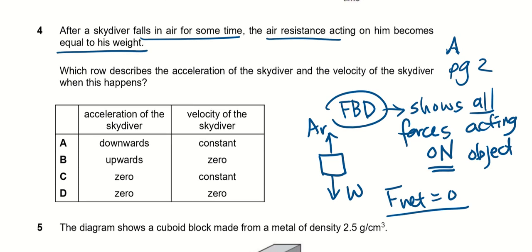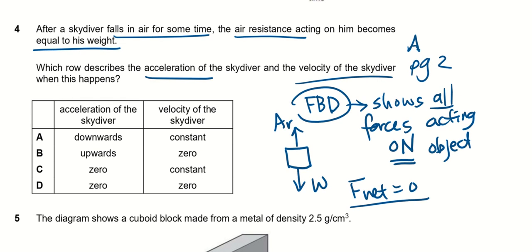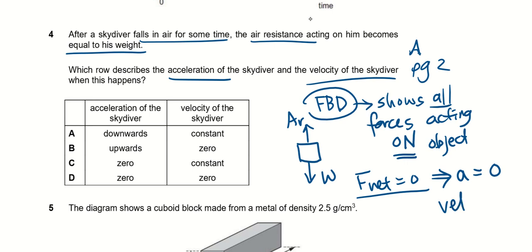Okay, now which row describes the acceleration of the skydiver and the velocity of the skydiver when this happens? Okay, so once we are able to establish that F net is equal to 0, that means we know that acceleration will be 0. Okay, and when that happens, the velocity is not 0 because the skydiver has already been falling for some time. So the velocity will be constant. Take note, the velocity will not be 0 because he was already moving. Okay, so we look for the correct option: velocity constant and acceleration is 0. So the answer is C.